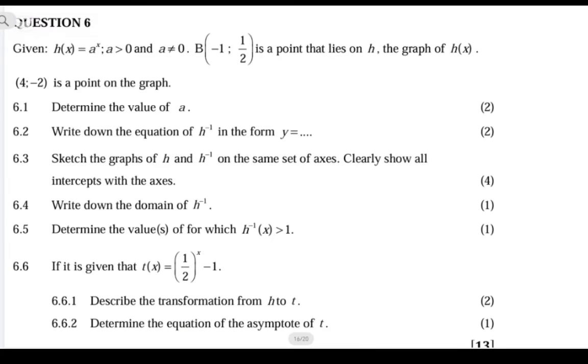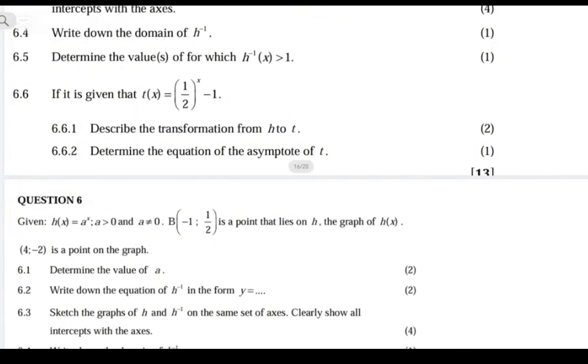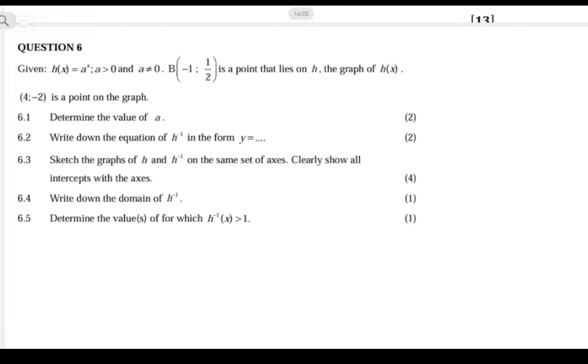How can we find the value of a here? If you pay close attention to this question, this is an exponential question. Actually, let me just write it here. To find the value of a, we just need to substitute this point into our graph here. So we have h of x, which is equal to a to the power x. We're going to substitute this point that we have here. Whenever there is x, we're going to put this.